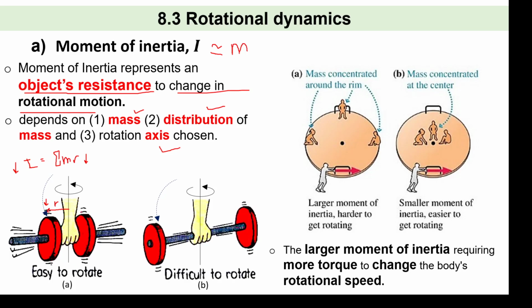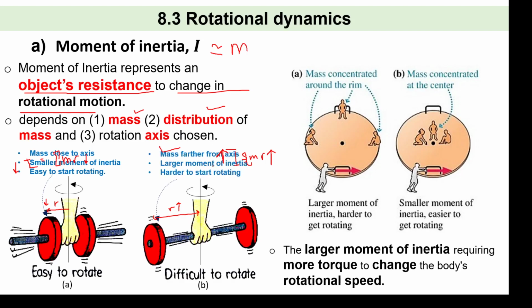This one is difficult to rotate because again I equals the summation of m r squared. You see that there's a large distance between the mass and the forearm, so we have a large value of r, which means that I is increasing. When the moment of inertia increases, it's harder to rotate. So the mass being close to the axis means a smaller moment of inertia and it's easy to rotate. The mass being further from the axis, the r is longer, so it has a larger moment of inertia and it is harder to rotate.